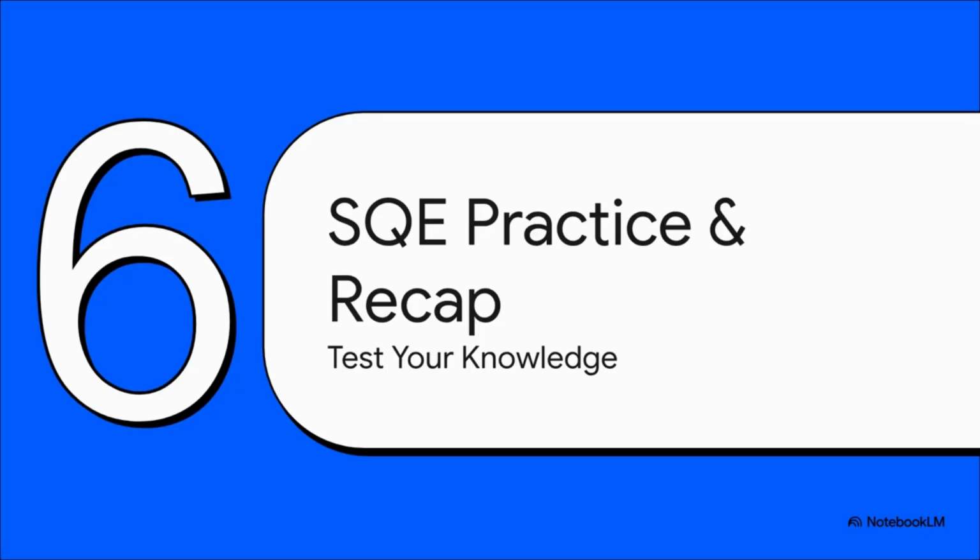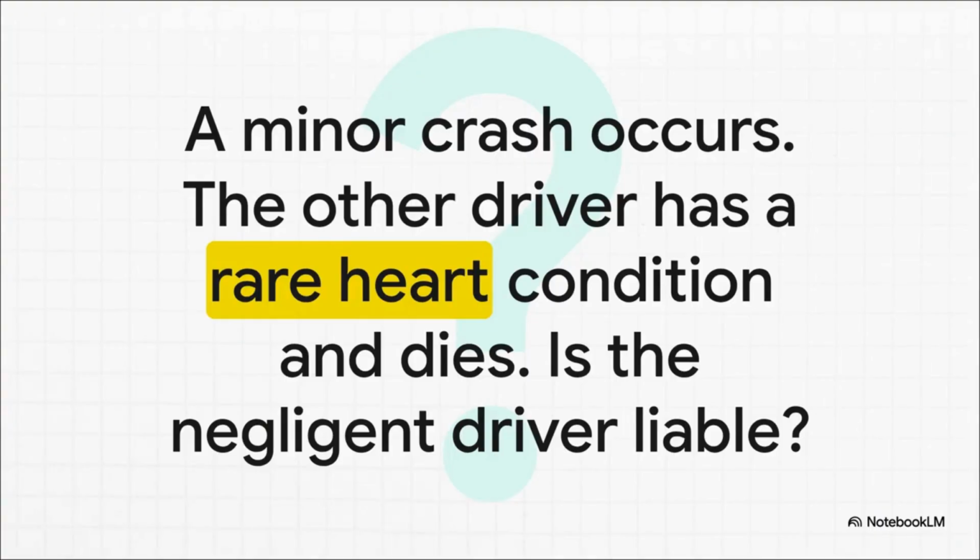Okay, we've covered a lot of ground. We've got the but-for test, remoteness, the thin skull rule, and broken chains. So let's put it all into practice and test your knowledge with a couple of questions. Okay, read the question carefully. Think about the principles we've just been discussing. What do you think? What's the right answer here?